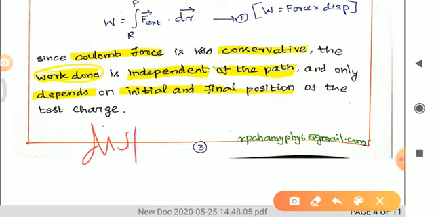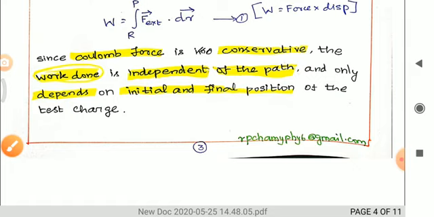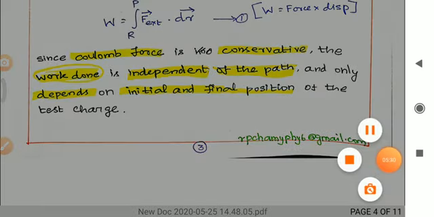Displacement into force, that is equal to what? Work done. Okay, displacement into force, that is work done. It is not depending upon the distance traveled by the particle. We know the difference between the distance traveled and displacement. What is meant by distance traveled and displacement?